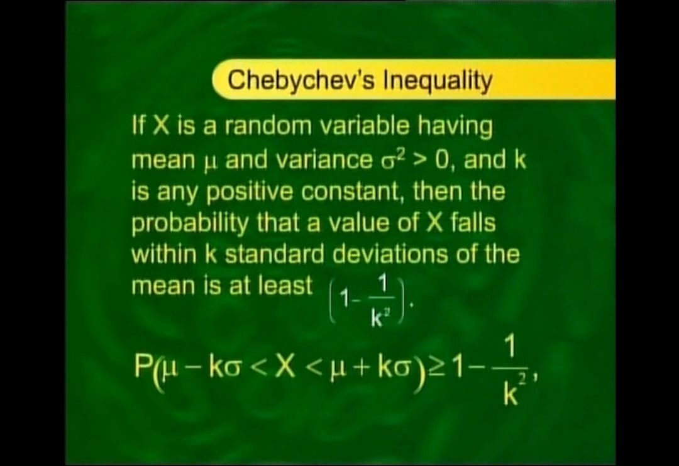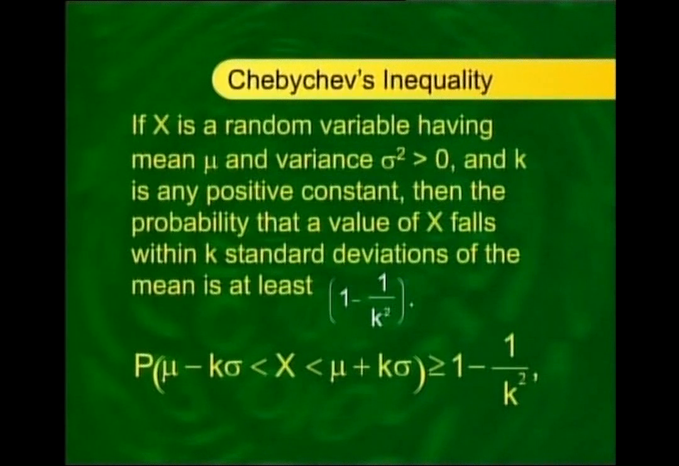As you now see on the screen, Chebyshev's inequality in the case of a probability distribution is stated as follows. If X is a random variable having mean mu and variance sigma square, and if k is any positive constant, then the probability that a value of x falls within k standard deviations of the mean is at least 1 minus 1 over k square.